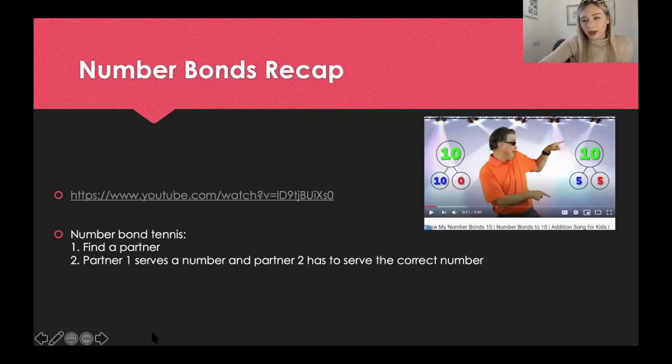There's also a game that you could play. If you're at school, then you can play in pairs. If you're at home, then you can play with a parent or a carer or maybe a sibling. It says that you need to first find a partner, and then partner 1 serves a number under 10, and the second partner has to serve the correct number bond back to them. So as an example, if I served the number 7, then you would hit the number 3 back to me because they are a number bond to 10. Okay, so have a go at playing that game.